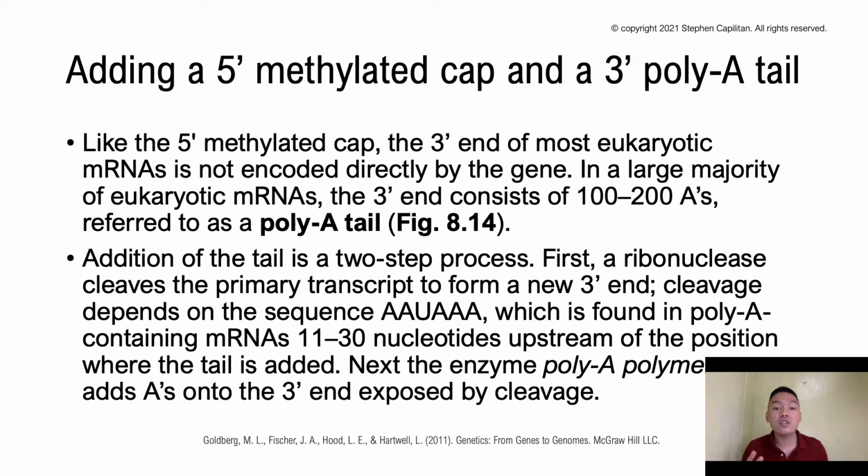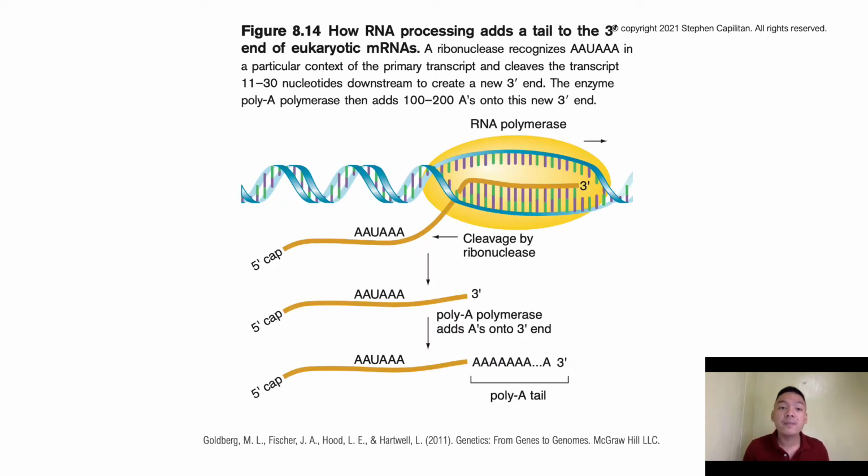Addition of the tail is another two-step process. First, a ribonuclease will cleave the primary transcript to form the new 3' end. Cleavage depends on the sequence AAUAAA, which is found in poly A containing mRNAs, 11 to 30 nucleotides upstream of the position where the tail is added. Next, the enzyme poly A polymerase will add A's onto the 3' end exposed by the cleavage. So this is how RNA processing adds the tail to the 3' end of your eukaryotic mRNAs.